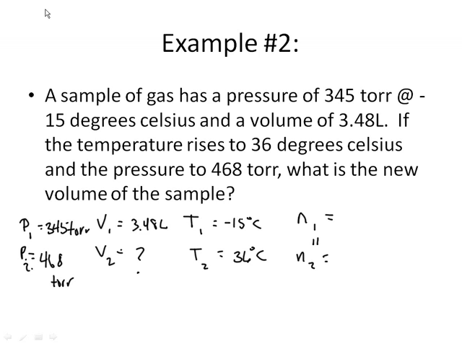So when faced with these types of problems, where you have one set of conditions and then another set of conditions, it's a nifty trick to write out two ideal gas laws. So P1 V1 equals N1 R T1, and ratio it to a second ideal gas law for the second set of conditions. P2 V2 equals N2 R T2. And this technique will work on any of these types of problems.